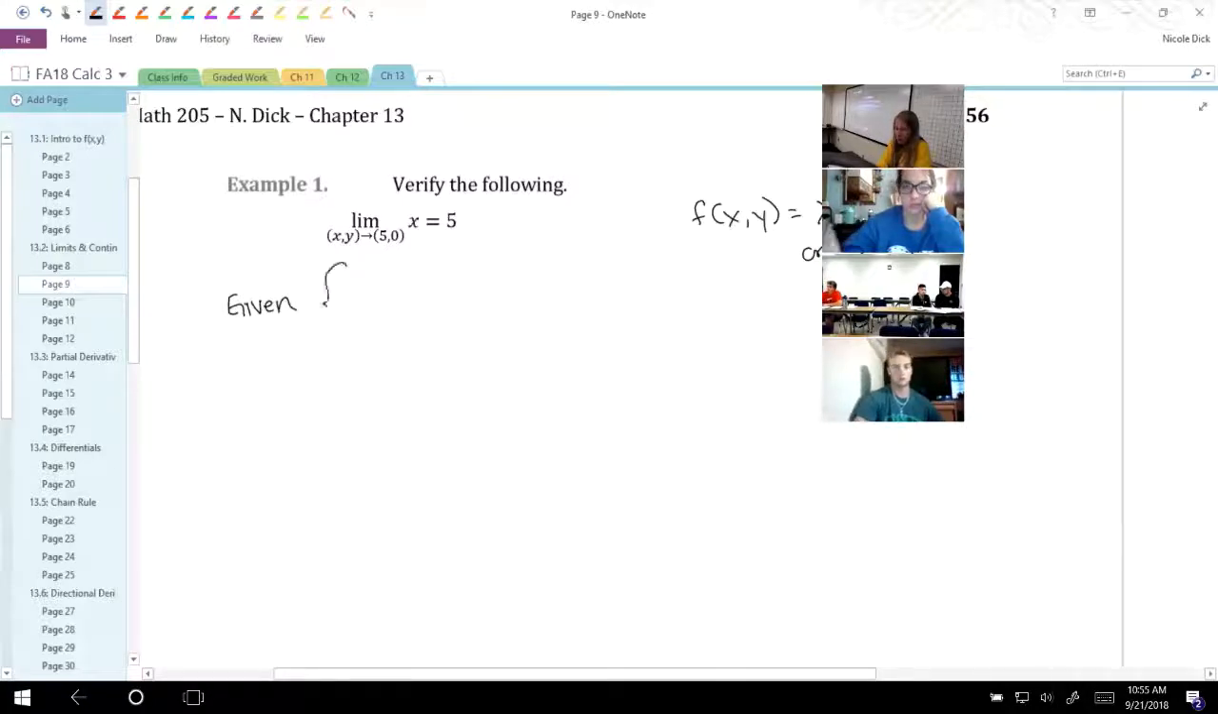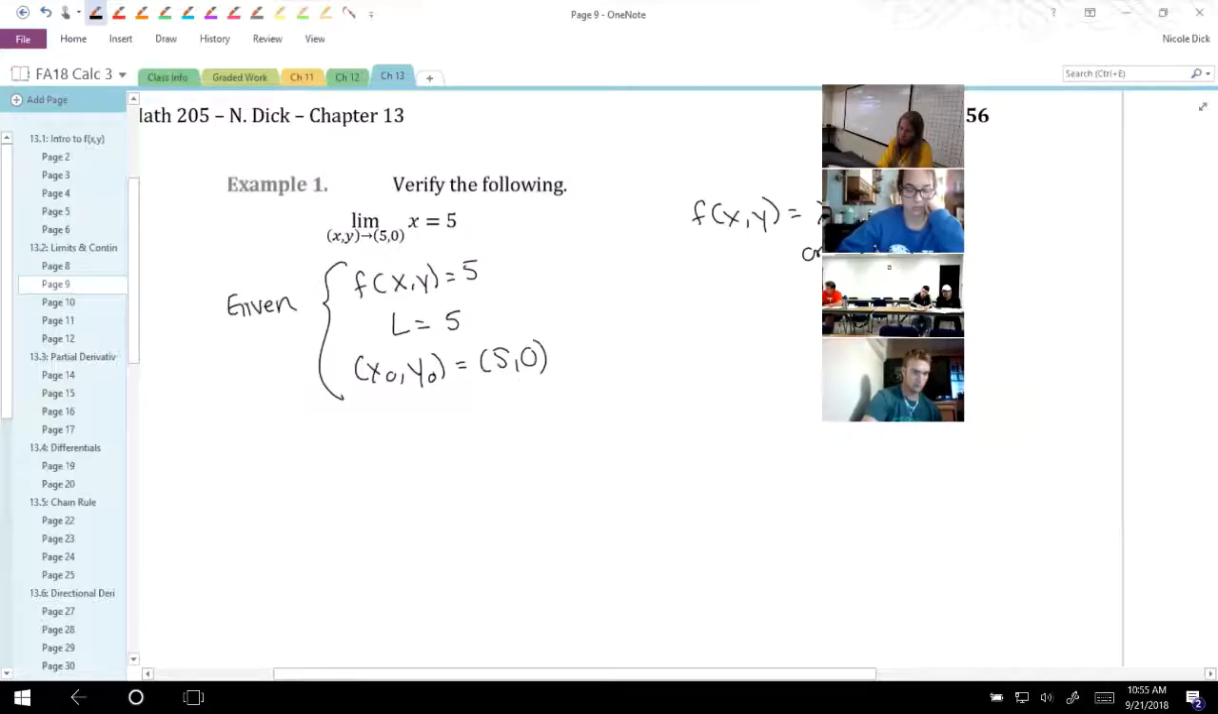I already listed one of them, but I'll list them again. We are told that f of x, y is equal to x. We're told the function. And that's part of what we need for the epsilon delta limit. We are also told that the limit is equal to 5. So we're told L. Okay? And we are also told that x0, y0, that point we're trying to approach, is the point (5, 0). So all this information is just given to us from that limit definition right there.